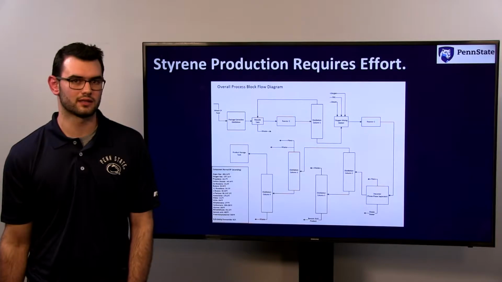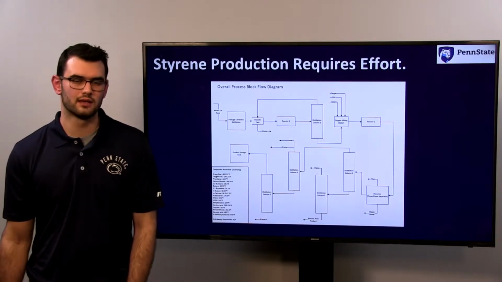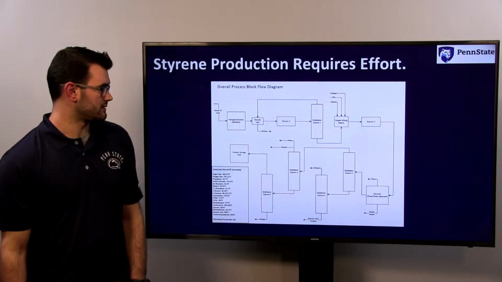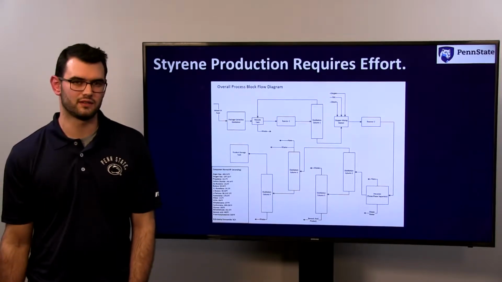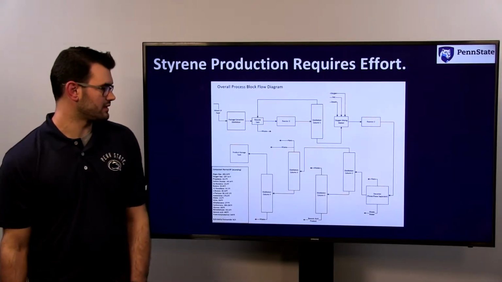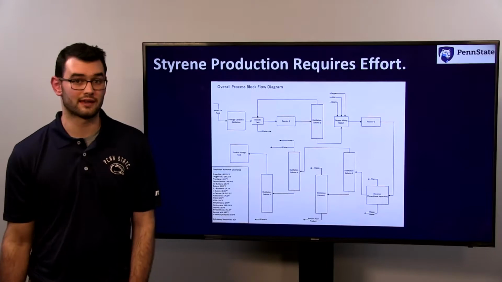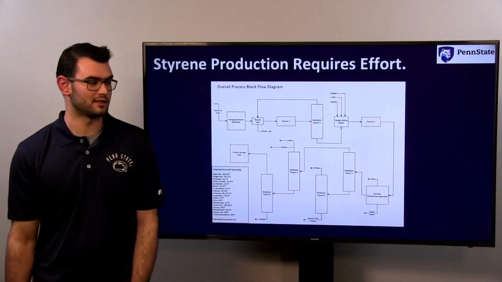Before this stream is sent to the product storage tank, it is cooled through a series of heat exchangers that utilize, again, energy in our process. And before it is sent to the product storage tank, it's refrigerated. It's required to be at 50 degrees Fahrenheit and atmospheric pressure to prevent any sort of polymerization or other catastrophic phenomenon. That is our process in a nutshell.